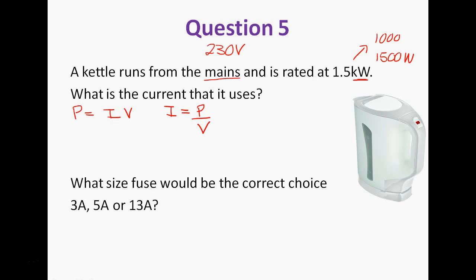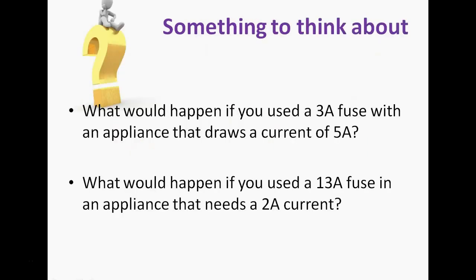So the power I know is 1500 watts. The volt is the main voltage supply, which is 230 volts, which gives me a current of, and I round it, 6.5 amps. So what size fuse then from these would you select? Well, the correct choice in this case would be 13 amps, because that's the next size up. So the size fuse that would be the correct choice would be 13 amps.